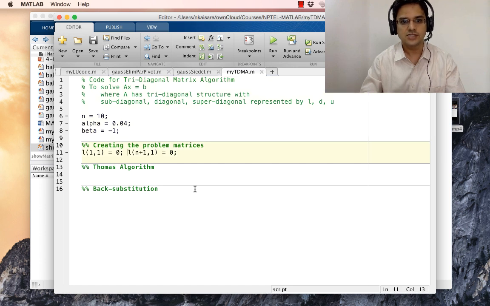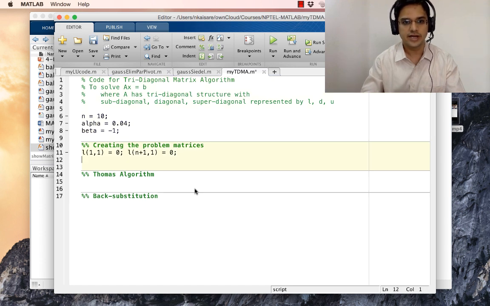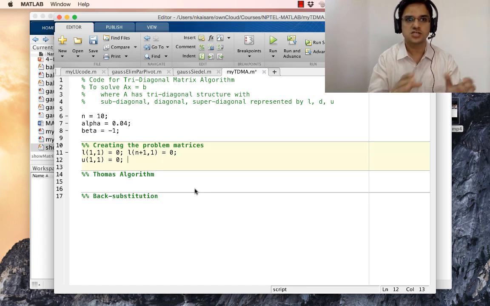Likewise, for u also, we are going to get u 1 comma 1 equal to 0. Remember, the first equation was just t1 equal to 100. So u1 comma 1 was 0 and un plus 1 comma 1 was also equal to 0. Again, recall the last equation was also t11 equal to 0.